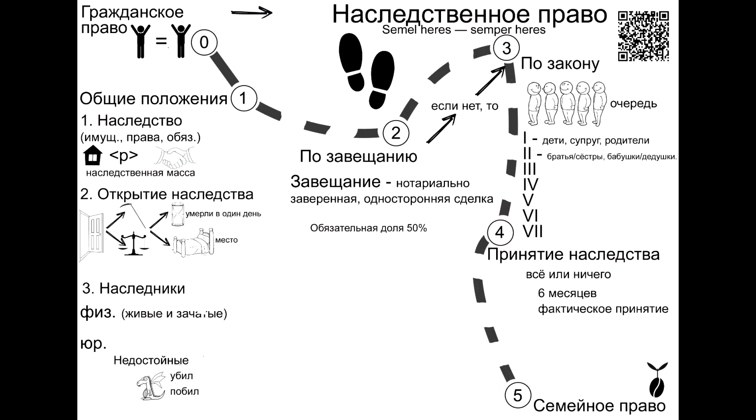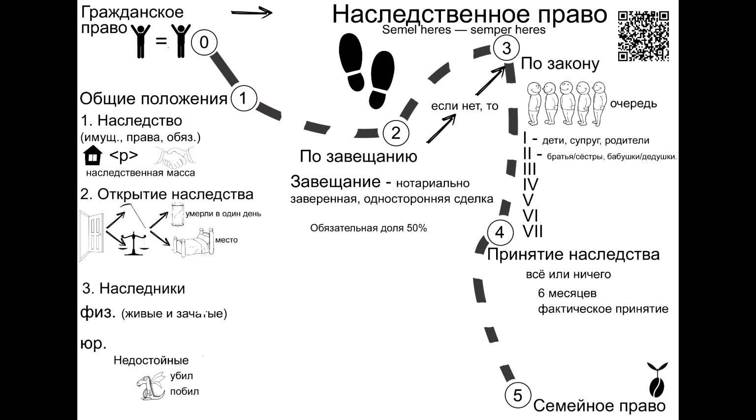There are two forms of inheritance: by law and by will. If the will is not written and there are no heirs under the law claiming inheritance, the corresponding property becomes escheat, that is, it goes to state income.